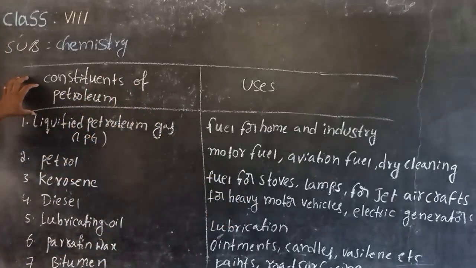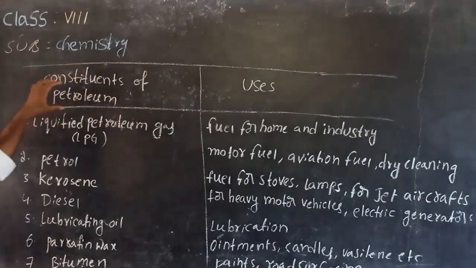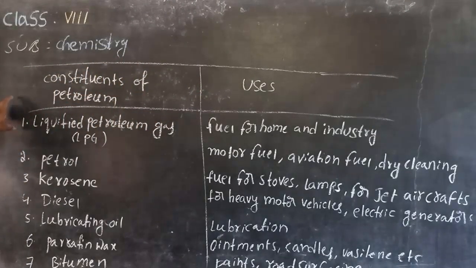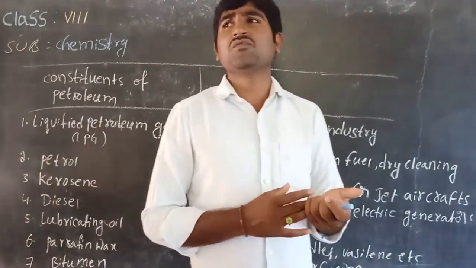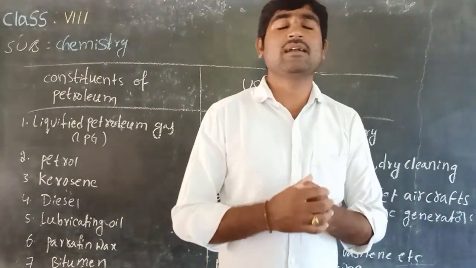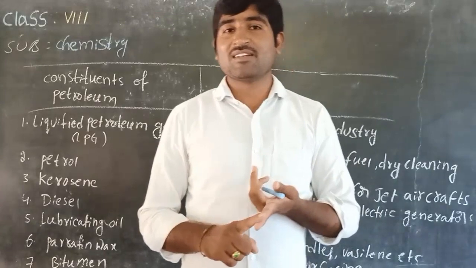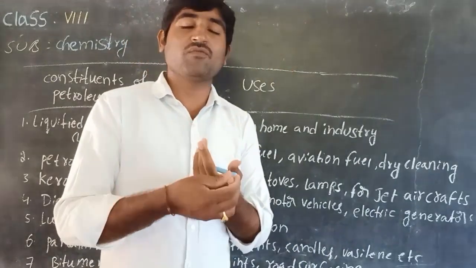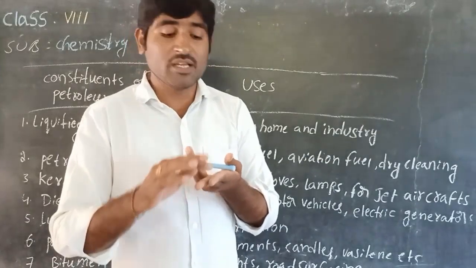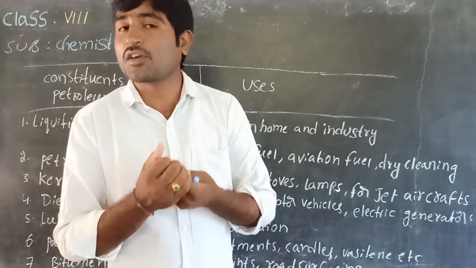These are some constituents of petroleum and their uses. Understood, children? Note down. Write this table and learn. Okay, now, children, next. These petroleum and natural gas we are using for manufacturing of so many kinds of products. So it is termed petrochemicals. Petroleum and natural gas are used for manufacturing of so many products. That's why these two, petroleum and natural gas, combined, are called petrochemicals.